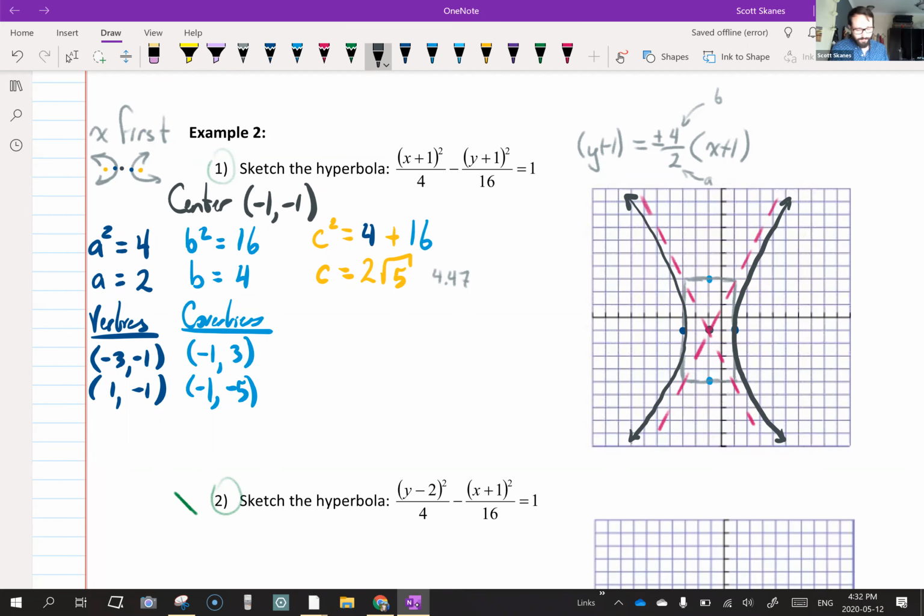So foci, you can see I knew what it was going to be right from the beginning. It's going to be in the X direction. So take the center, add and subtract C. So this would be the X value of the center, -1, plus 2√5. I'll give you the decimal answer for this after. And this is -1, that's the center, minus 2√5, and -1. So if you're not sure, I'm taking this X value and I'm adding.